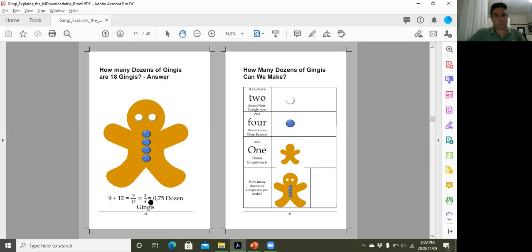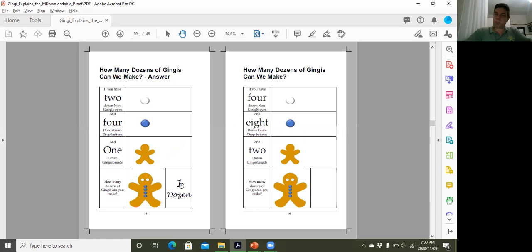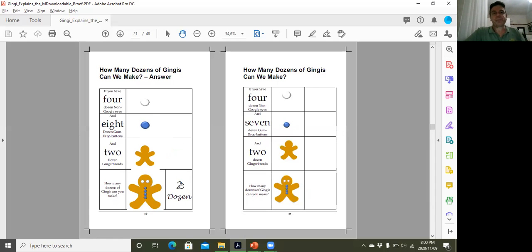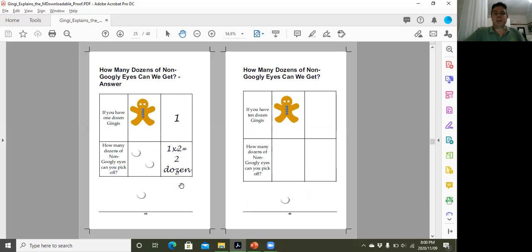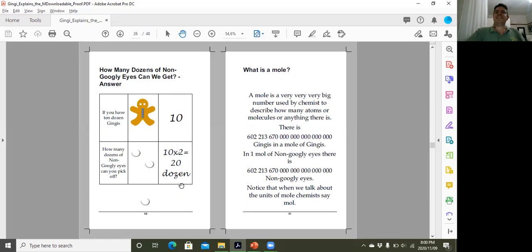And how many dozens of Gingis are 9 Gingis? Well, that's 0.75. So if I have 2 dozen non-googly eyes, and I have 4 dozen gumdrop buttons, and I have 1 dozen gingerbreads, how many Gingis can I make? Well, that's easy. It's just 1 dozen, not just 1 anymore. But that I'll leave to the student as an elementary exercise, as they say in the maths textbooks. And 5 hours later, you'll still be annoyed with me.